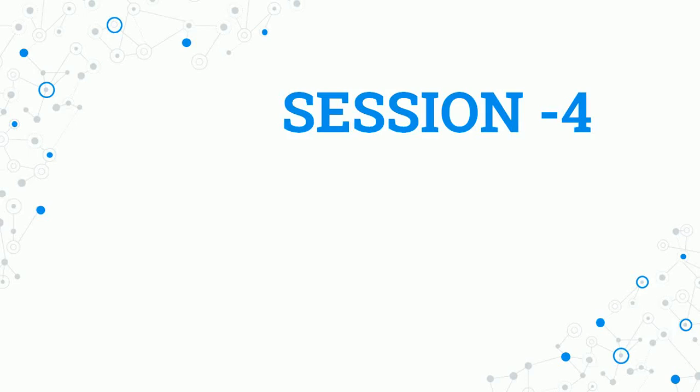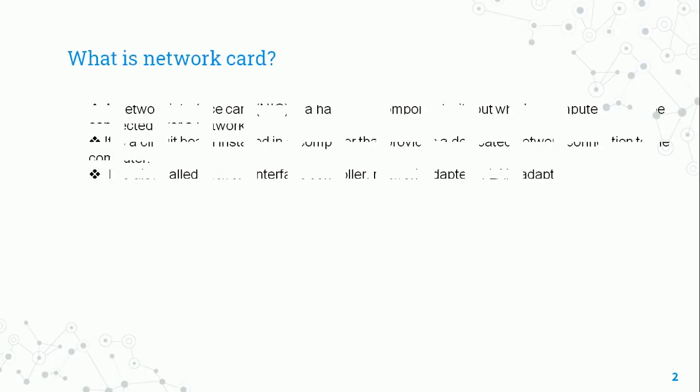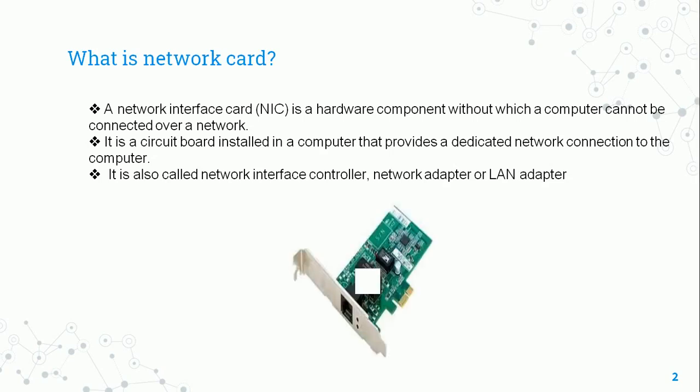Hello everyone, in this video we are going to talk about what is a network card, network switch, network router, and the basic concept of subnet masking. What is a network card? It is a hardware component without which a computer cannot be connected over a network. It is also called a network interface controller, network adapter, or local area network adapter.